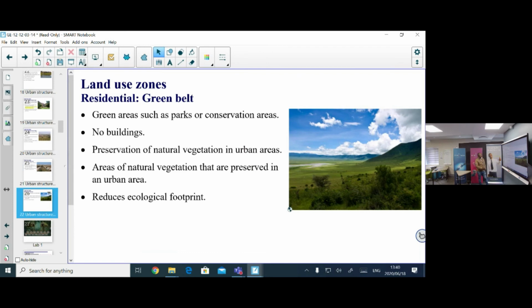Green belts. These are areas where there are parks, conservation areas, no buildings. Preservation of natural vegetation in urban areas. Areas of natural vegetation that are preserved in the urban area. It reduces ecological footprint.